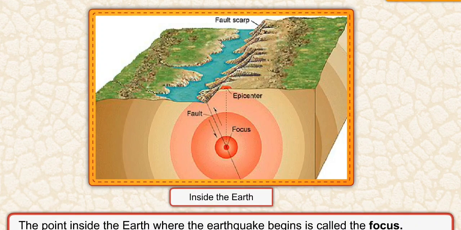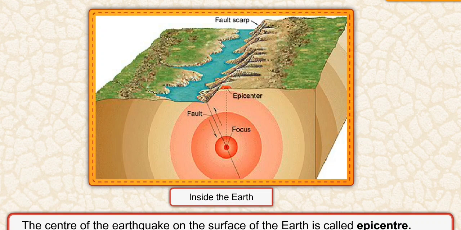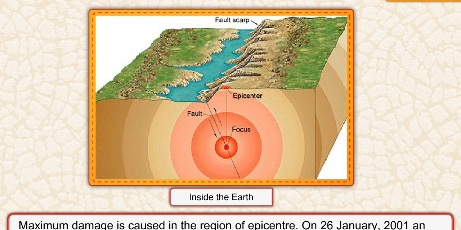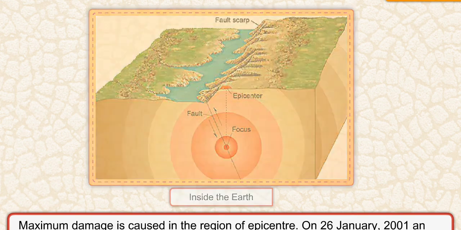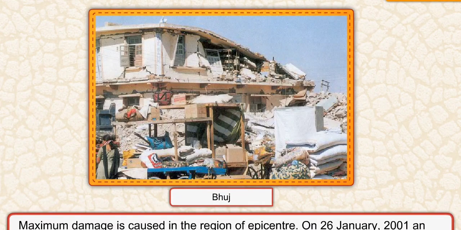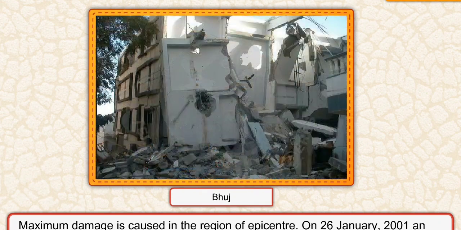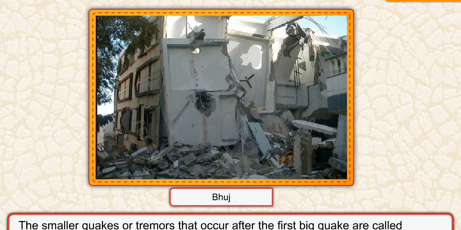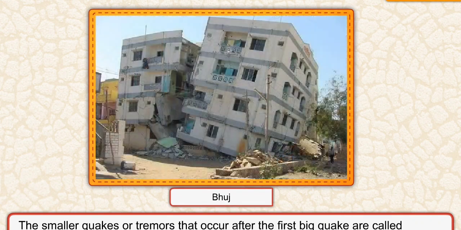The point inside the Earth where the earthquake begins is called the focus. The center of the earthquake on the surface of the Earth is called the epicenter. Maximum damage is caused in the region of the epicenter. On 26 January 2001, an earthquake occurred in Gujarat, whose epicenter was Bhuj. The smaller quakes or tremors that occur after the first big quake are called aftershocks. Aftershocks may continue for several days.